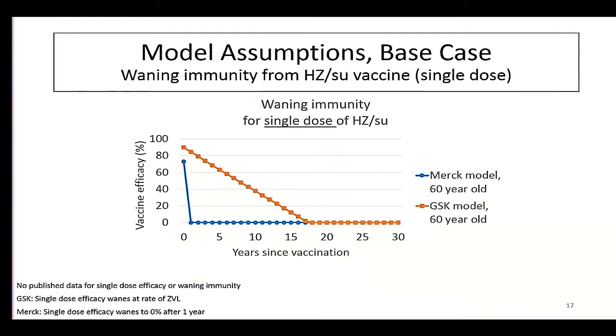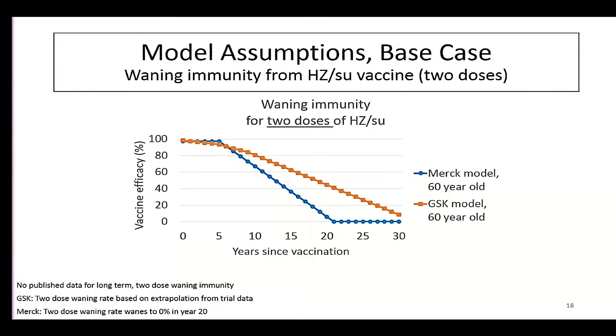So that was the initial efficacy. This is the efficacy through time. And the GSK model, again, is in orange, starts at 90%, which it was on the last graph, and then declines gradually until year 16. By contrast, the Merck model starts at 73% and declines to 0% after 1 year. For 2 doses of the subunit vaccine, the models are fairly similar for the first 5 years, and then the GSK model declines, the Merck model declines, but the GSK model declines at a more gradual rate.